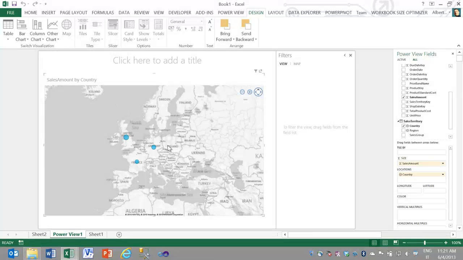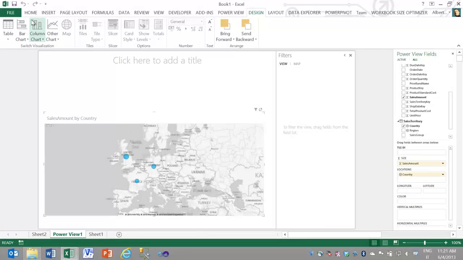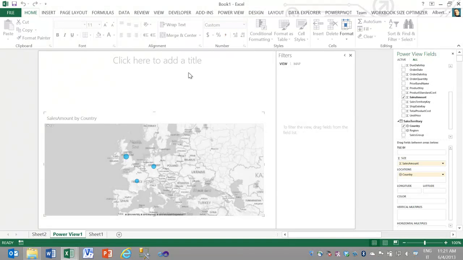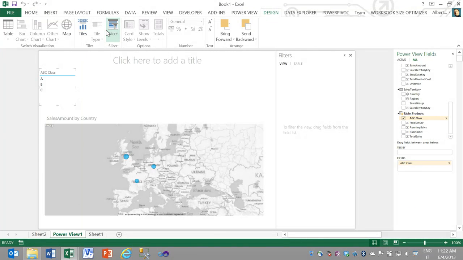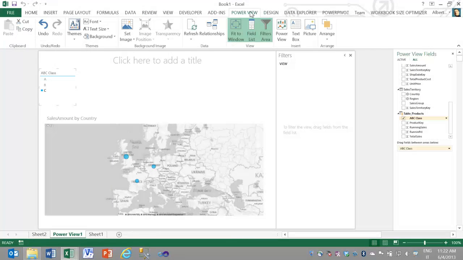Now, the point is that just by using this map, of course, this is a Power View report. So I guess there are some sessions about Power View, or you can look at a lot of interesting demos. But you can, for example, take your ABC class, which is, let's grab that, of table Products. For example, you can take the ABC class, put it here, transform this into a slicer, and then once you click on A, you only see data coming from products in class A, class B, or class C.